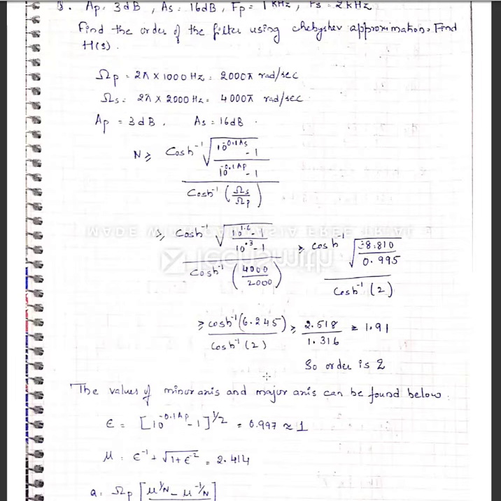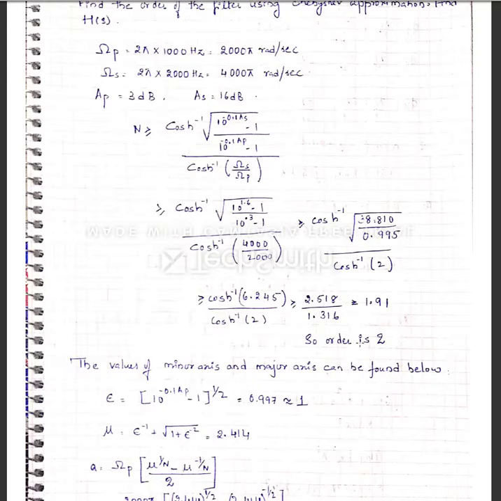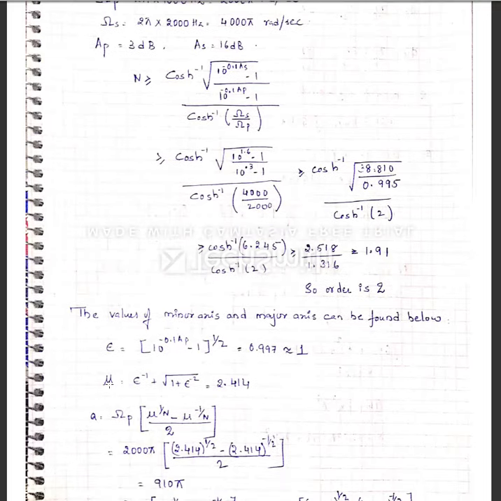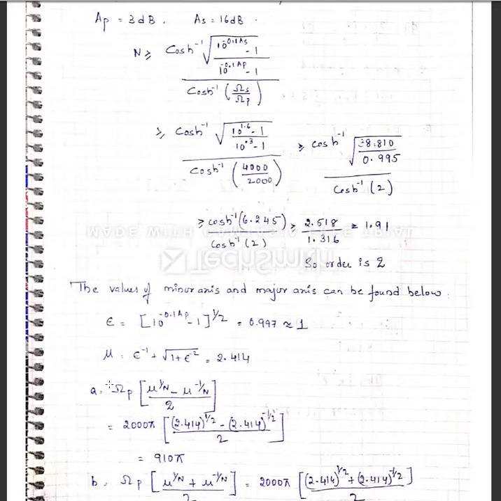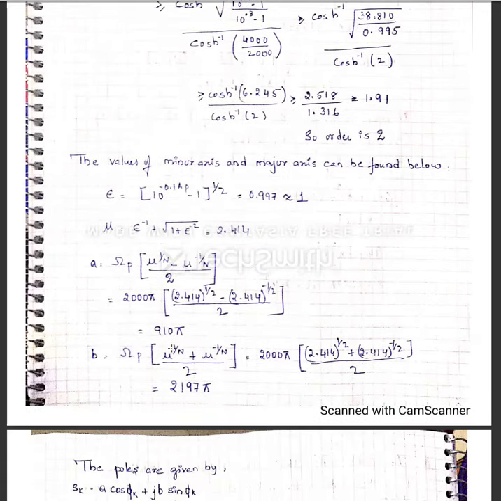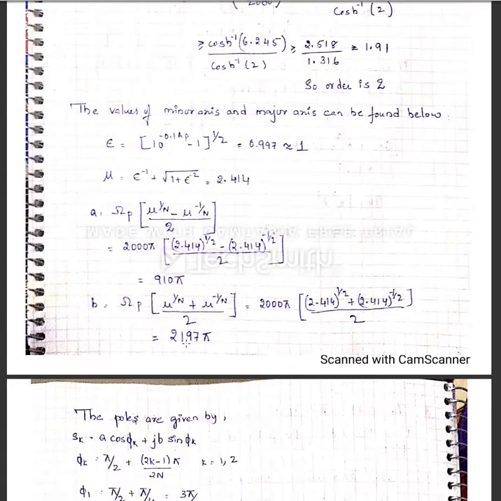So you obtain your N value using cosh inverse; you can use your calculator to obtain this. You will get 1.91, which you round off to the next integer, that is 2. Now we have to find the values of a and b. For that you need to know the value of mu, and for that you need the value of epsilon. Epsilon you can easily find out using this. Then you can find the value of mu. Substitute in the formula and obtain the values of a and b.